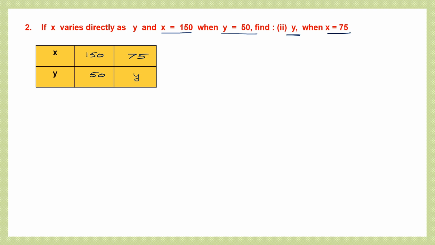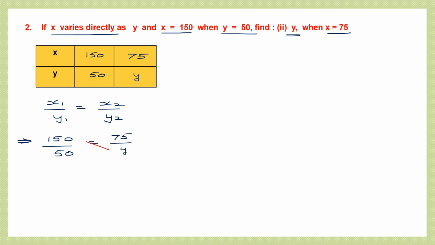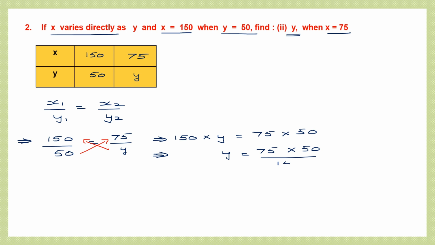Okay, so since it varies directly, x1 by y1 is equal to x2 by y2. And what does this mean? x1 is 150 divided by 50 is equal to x2, which is 75 divided by y. Now let's cross multiply. So when we cross multiply, what do we get here? We get 150 into y is equal to 75 into 50. So now we're going to find the value of only y. Y is equal to 75 into 50 divided by 150.